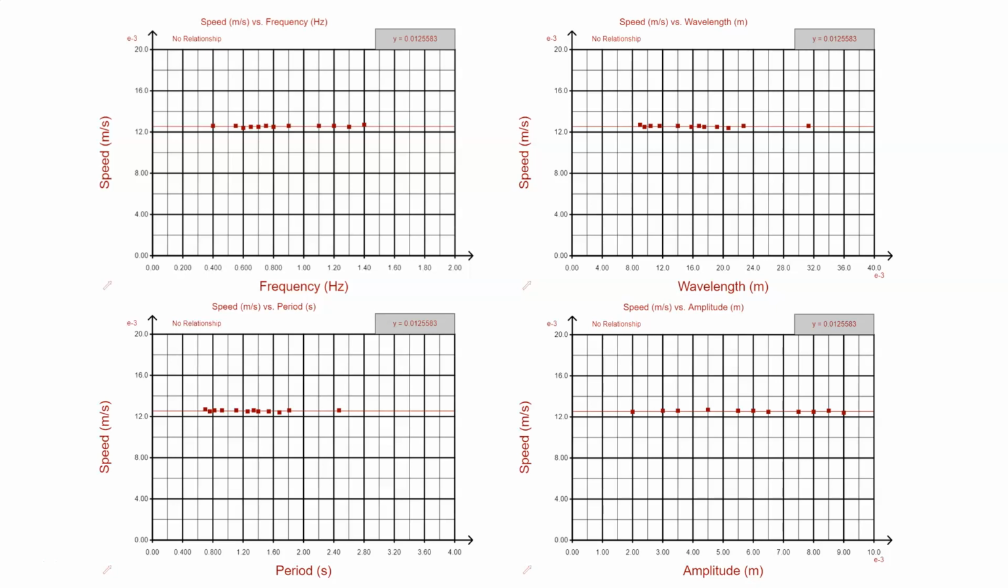In the amplitude graphs, no relationship meant that it's kind of a scatter plot. In this one, no relationship shows that even though we change these things, this doesn't change. So I would call this no relationship but constant. Frequency can go up or down, speed doesn't change. I can change amplitude up or down, speed doesn't change.